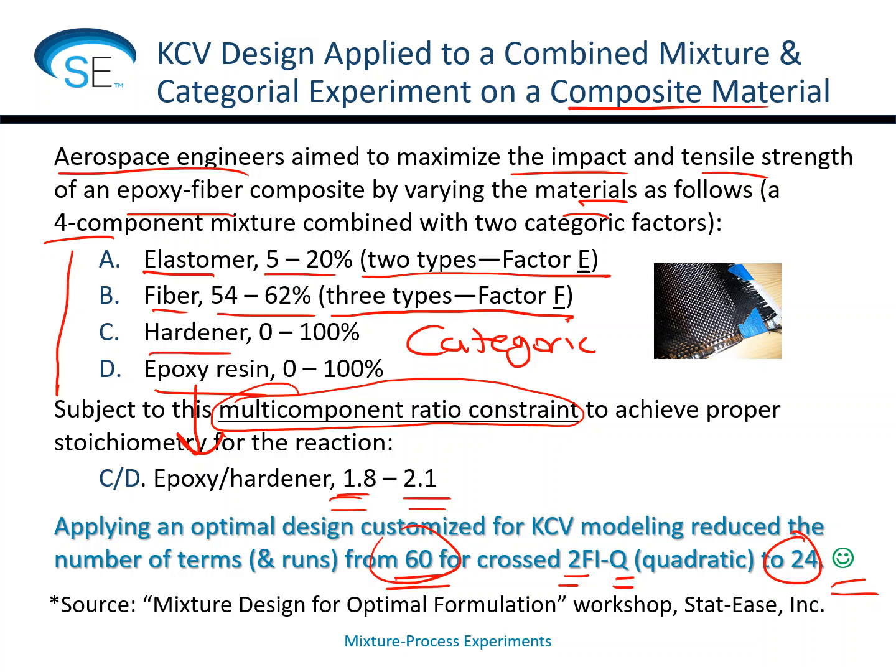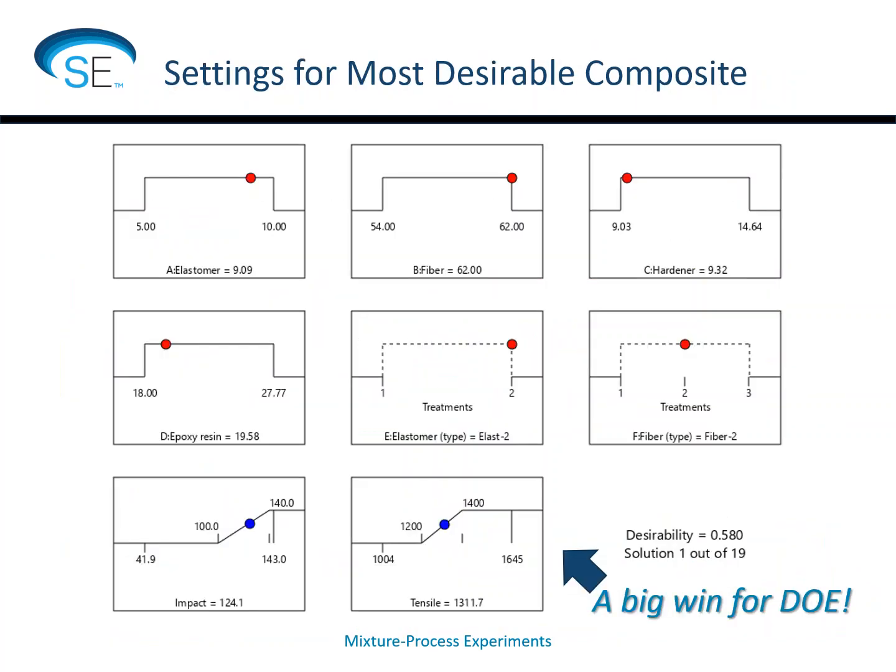And the source of this experiment, we talk about this in our mixture design for optimal formulation workshop that Patty presents on a regular basis. So then the data are fit to the KCV model. It's reduced to eliminate terms that are too high in p-values, and we end up with a reduced KCV model. And when we apply that model, we can then find the most desirable settings to give us the maximum impact and maximum tensile.